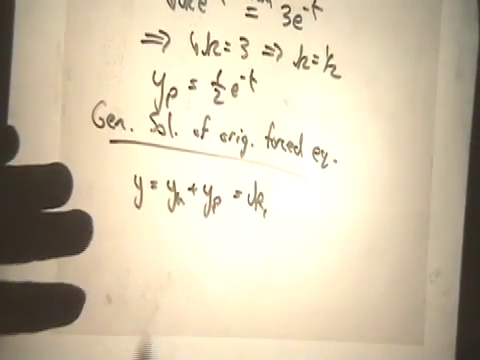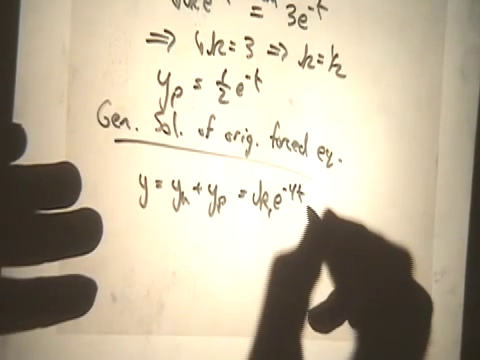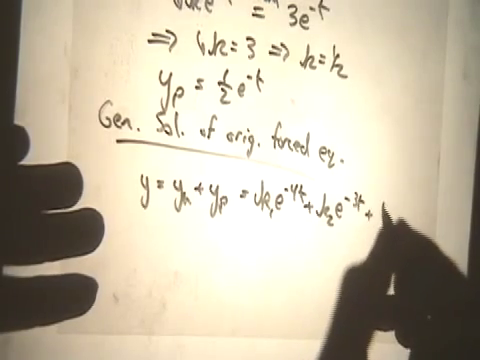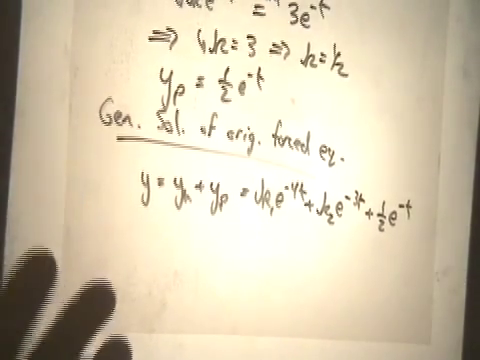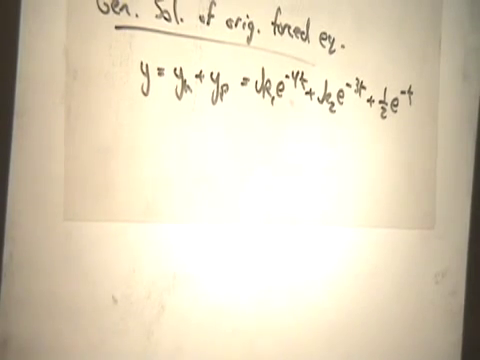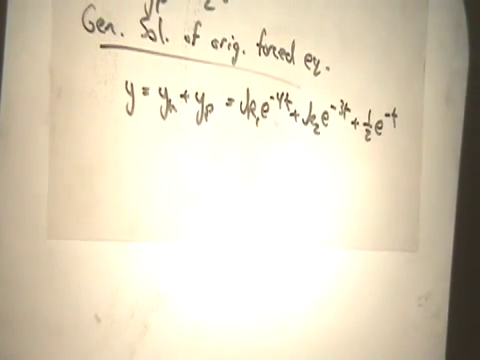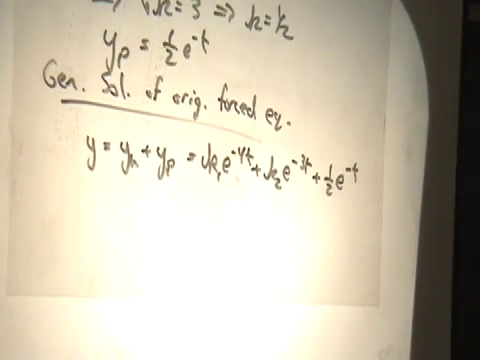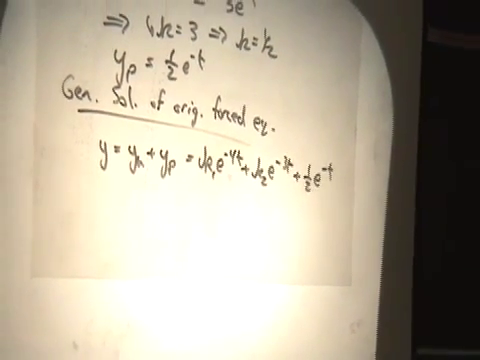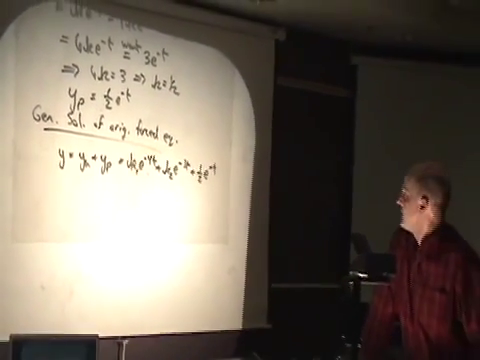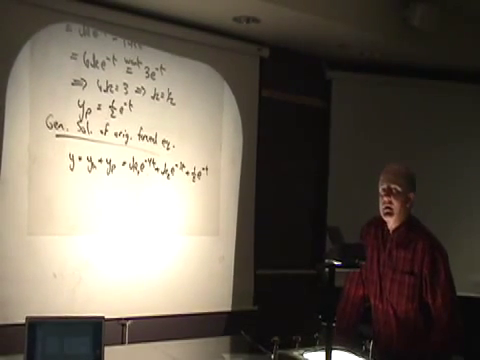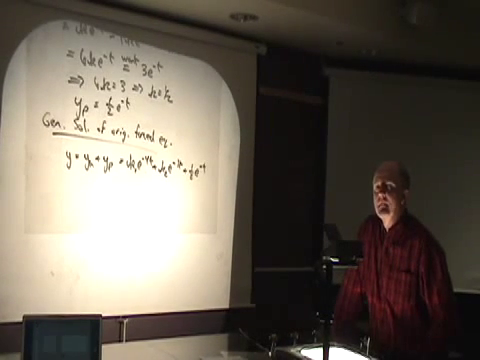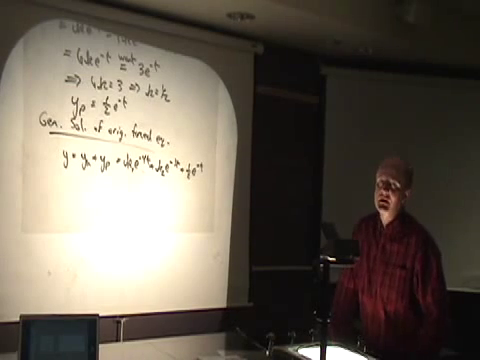So that gives us K1 e to the negative 4t plus K2 e to the negative 3t plus 1/2 e to the negative t. All functions that look like that are solutions of the original non-homogeneous equation, the original forced equation, no matter what K1 and K2 are. And it also turns out, conversely, that any function that solves that non-homogeneous equation can be written in this form. You can solve for K1 and K2 to solve any initial value problem you want. That's just some algebra. I'll let you do that as usual.